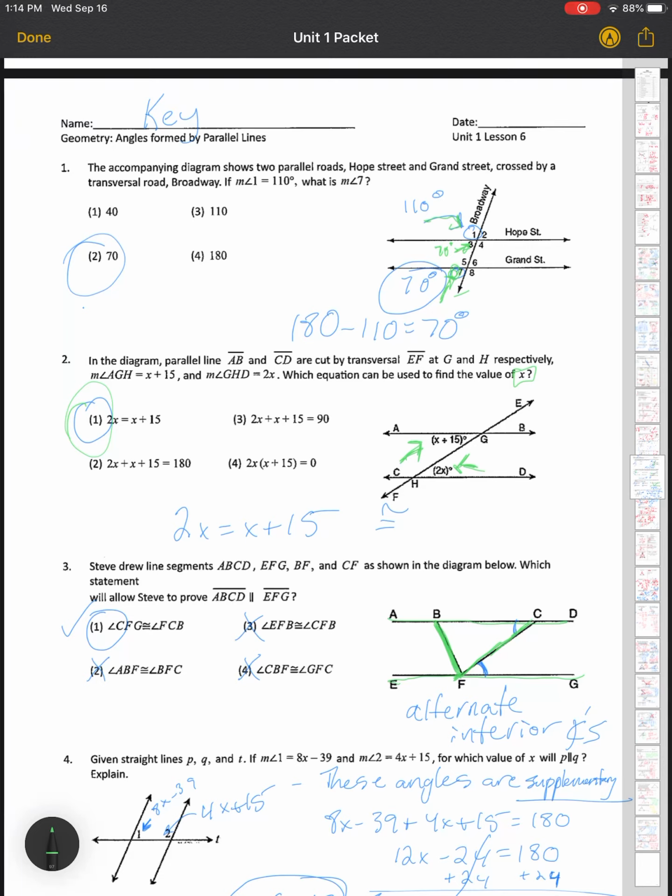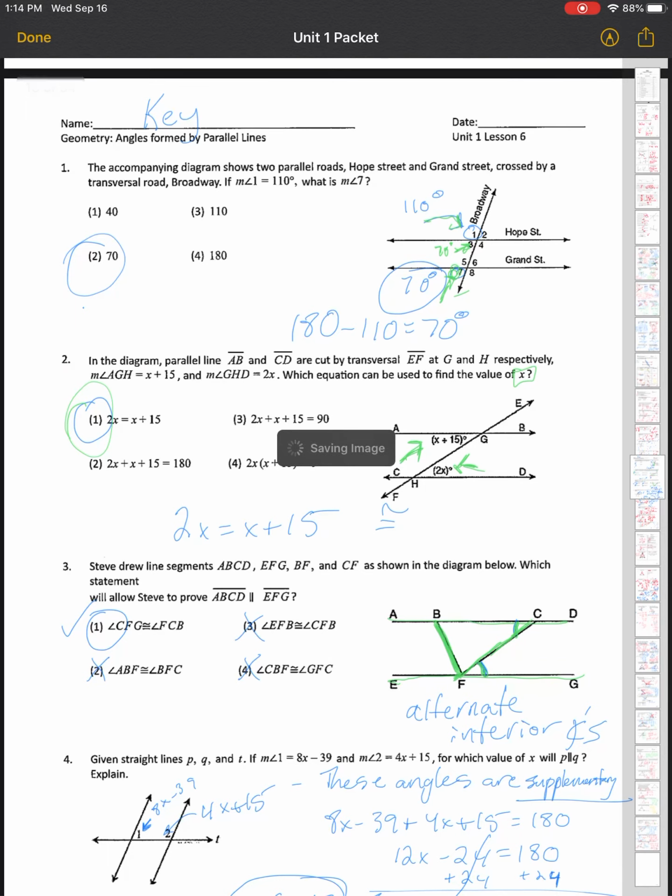If we look at choice 1, angle CFG, so this angle here and this angle here are alternate interior angles. That means they are congruent. It shows that those two lines are parallel. The other examples, if we looked at those, are none of the ones we looked at in those charts. So those don't show parallel lines. So choice 1 is our only viable option.